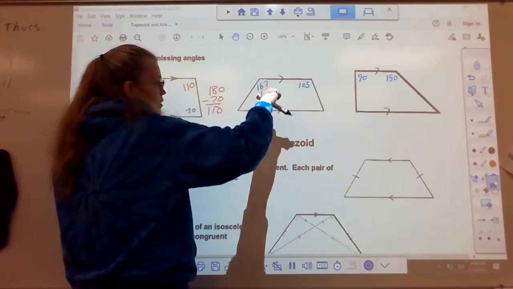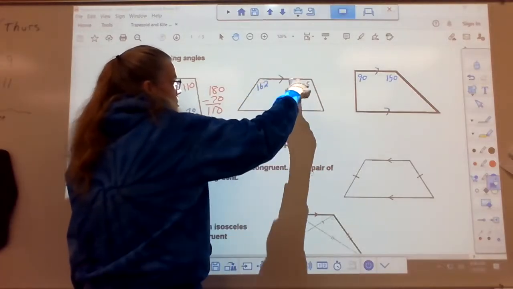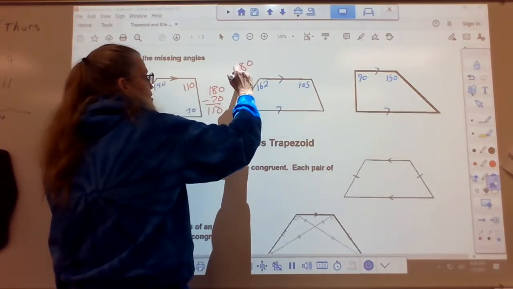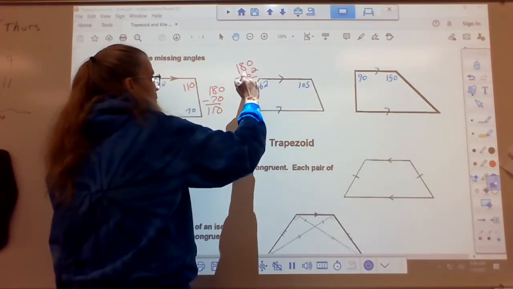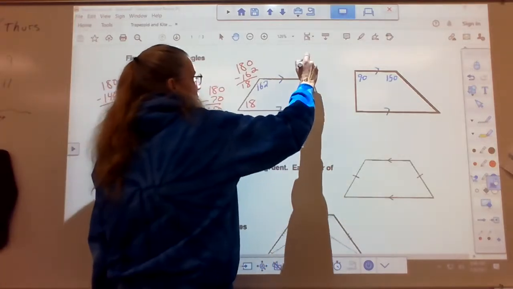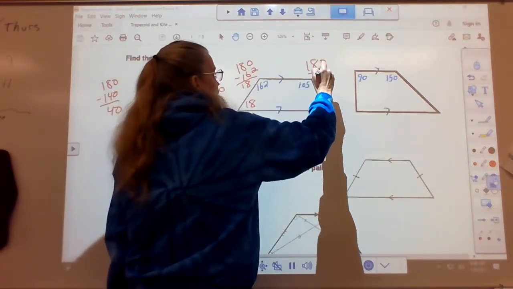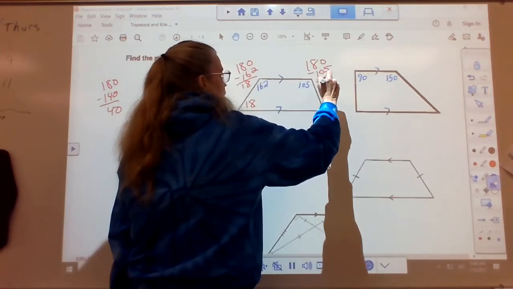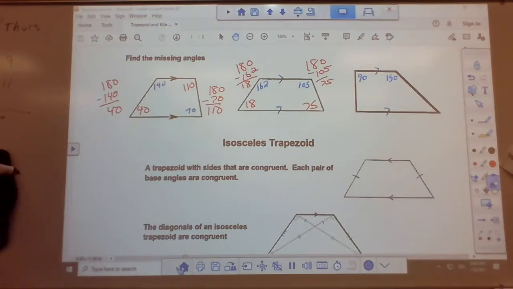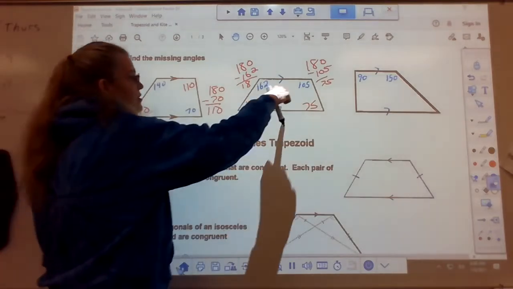So same with this one. Here's my parallels. So these two angles add up to 180. So 180 subtract the 162. I'm going to get 18 here. These add up to 180. So 180 subtract 105. I'm going to get 75 here. So that's 75.